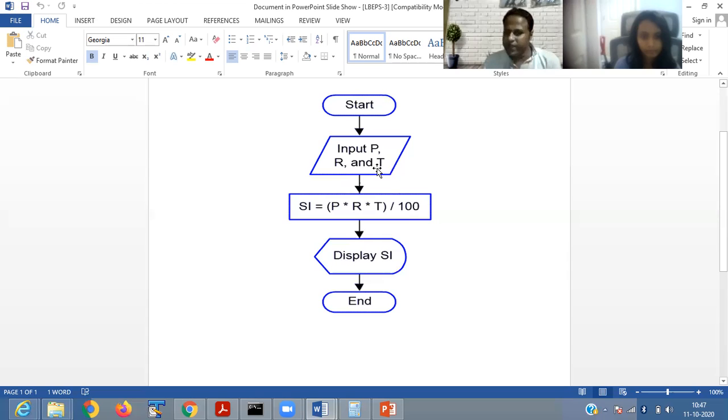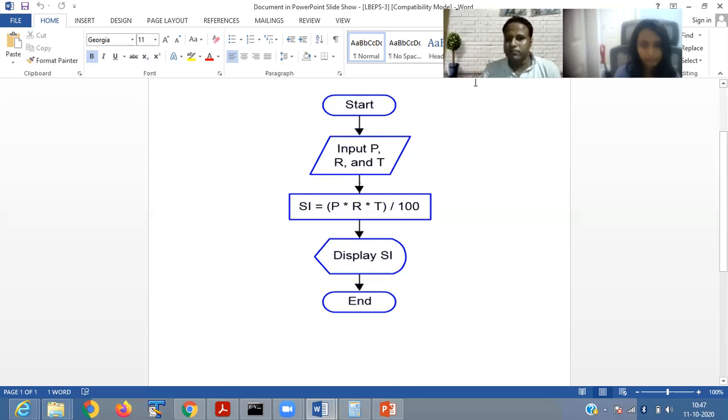So based upon these three, I have to calculate the simple interest. The simple interest will be calculated as P into R into T divided by 100. After calculating this, it displays the simple interest. Then the end of your flowchart. Yeah, it's clear.